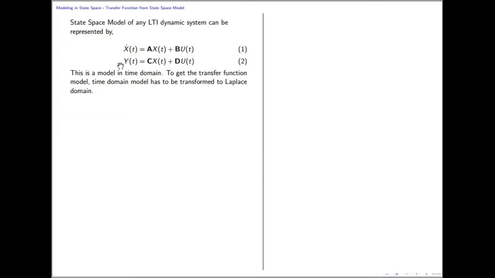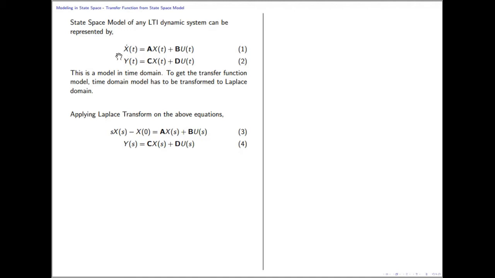So if you want to get the transfer function model, the time domain model has to be transformed into the Laplace domain. So how do you do that? You take a Laplace transform. So we will apply the Laplace transform on these two equations.